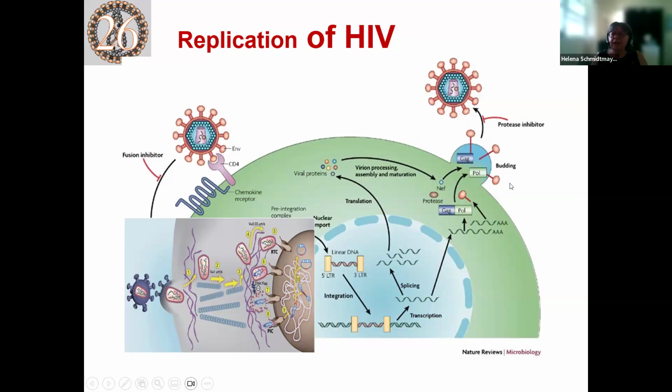So you will be able to distinguish immature virion from mature, because immature virion do not form this very typical capsid.